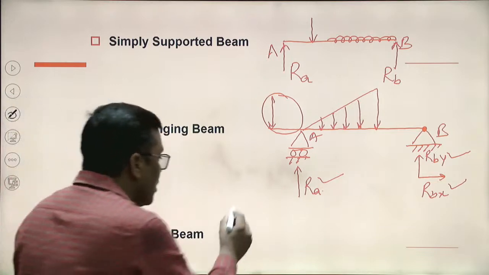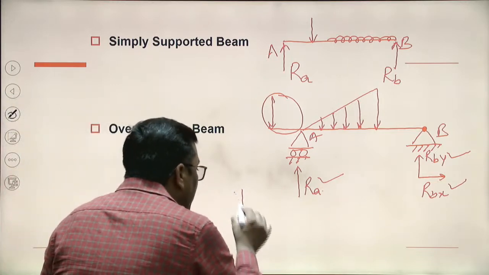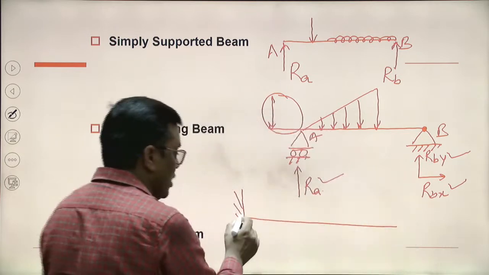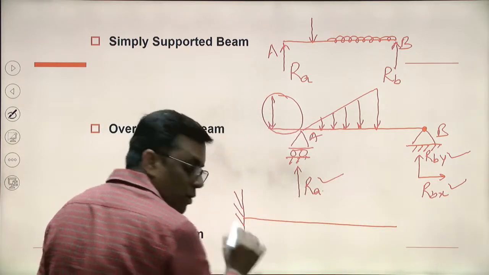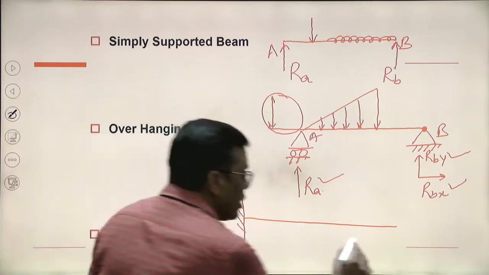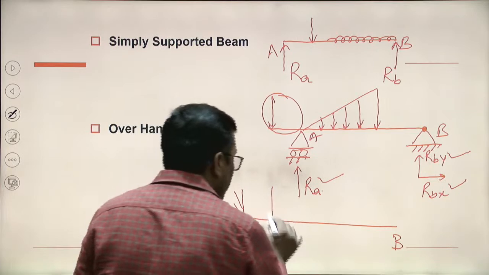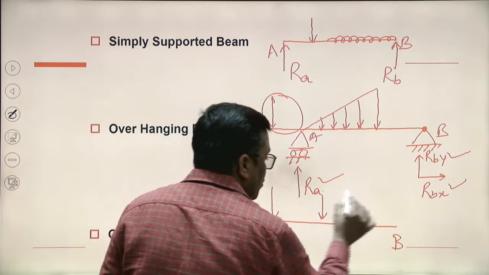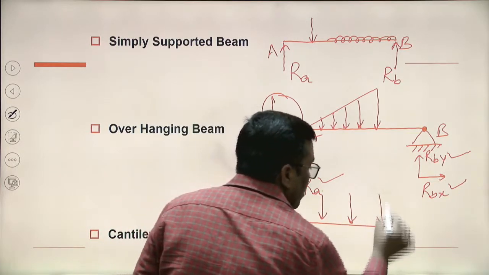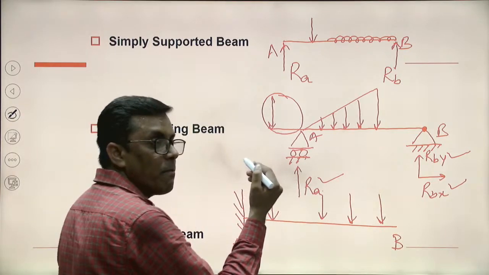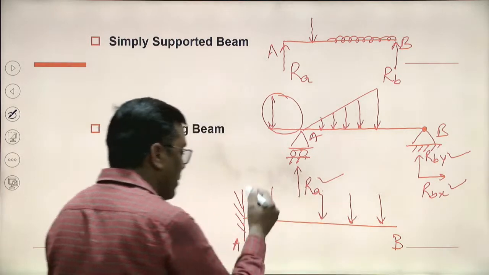Cantilever means one end of the beam is fixed. So this end is fixed, this is A, and this is the free end B. Okay. Loads. These are the different loads. Okay, so because of these loads, what will happen to the beam?